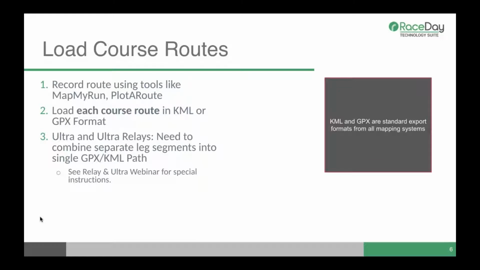Once you have your events enabled, the next step is to load in your course maps. You can export your maps using any map builder tools such as MapMyRun or Plotaroute. We like to use Google Earth, and then you'll load each course route in KML or GPX format. If you're configuring ultras or relays, you'll want to combine your separate leg segments into one single GPX or KML path. You can find more information about ultra and relay instructions in our relay and ultra webinar.